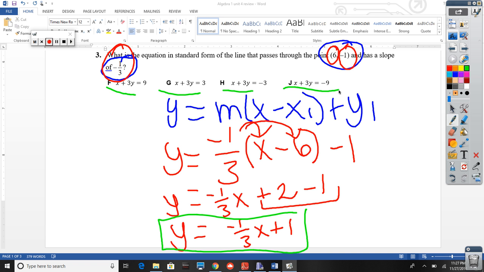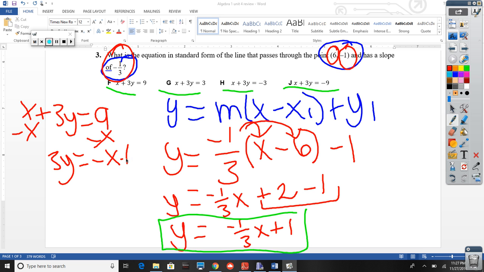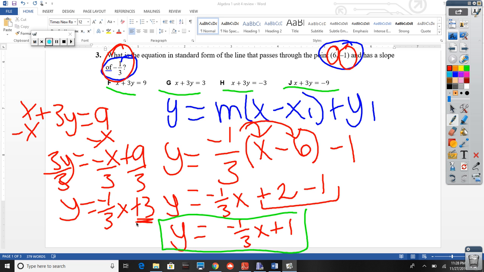So I'm going to start with letter F, and I'll put it over here. x plus 3y equals 9. Move the x, so I have 3y equals negative x plus 9. Divide by the number in front of the y, so I have negative 1/3. Hopefully nobody gets sad because I put negative 1/3, it's the same thing. And then 9 divided by 3 is 3. So this little guy right there is not the same as 1. So my answer is not F.